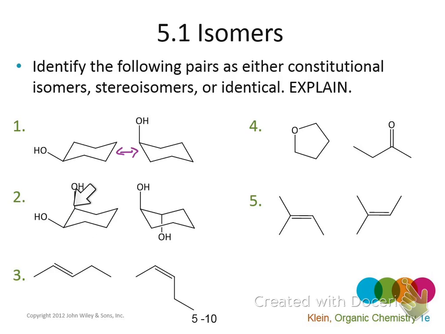What about this one? No. How did you identify? Some people said no already. How do you identify no? So I have two axials on the right, and on the left I have one axial, one equatorial. Right? Can't be the same. Because remember, if they're both axial in one structure and you do a ring flip, they should both be equatorial in the other. Okay?